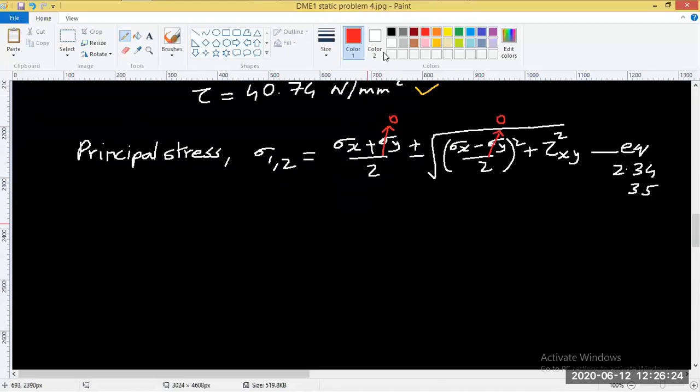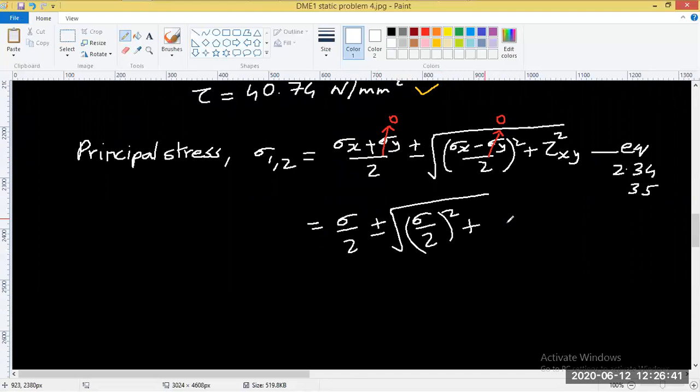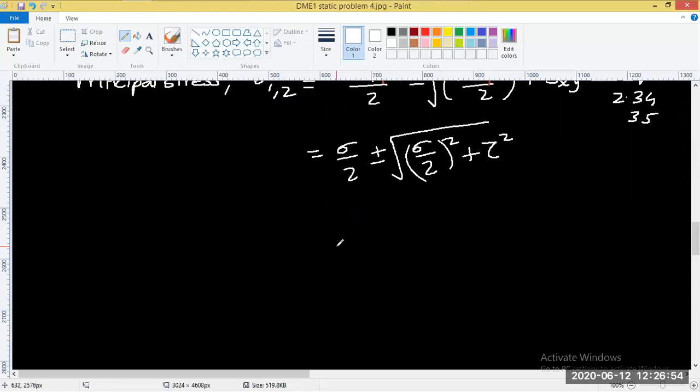We'll consider only sigma x and tau, and this equation will get modified. So modify this equation as this is equal to sigma by 2 plus or minus under the root sigma by 2 the whole square plus tau square. Instead of x, we just write sigma, and we can remove the xy also. Okay, so this equation just got modified into this equation. It's just simplified because of the combined stress condition we have found out.